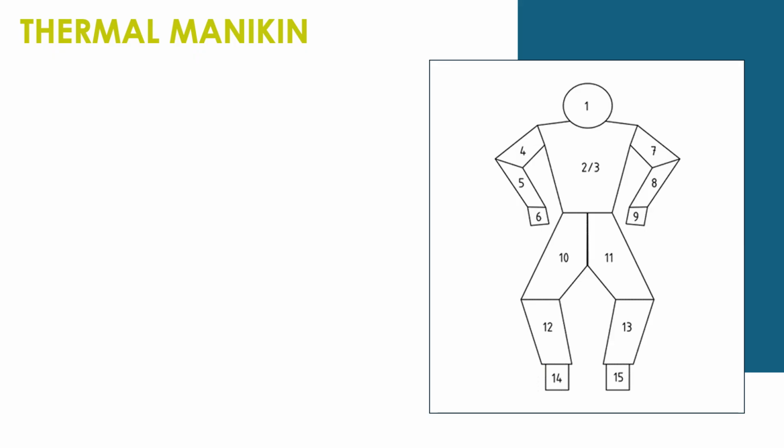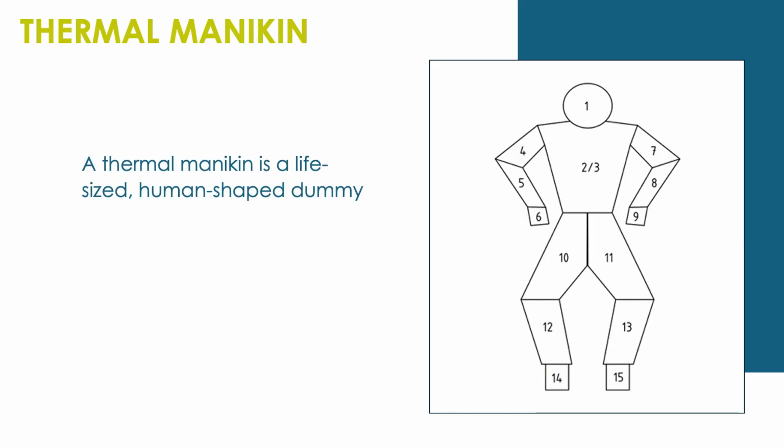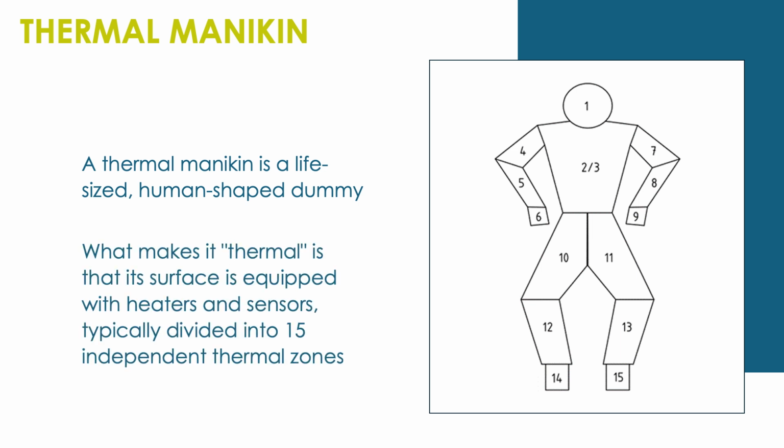This is where the thermal mannequin test comes into play. Let's look at the setup. As you can see, a thermal mannequin is a life-sized, human-shaped dummy. What makes it thermal is that its surface is equipped with heaters and sensors, typically divided into 15 independent thermal zones. The mannequin is placed inside a climatic chamber, and this chamber allows for a precise control of environmental parameters such as temperature, wind speed, and relative humidity.